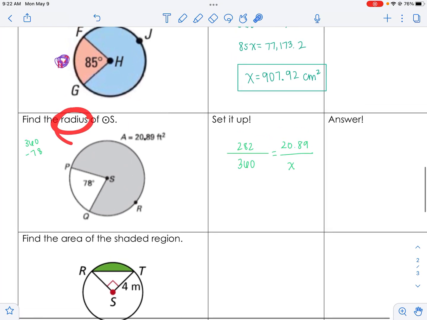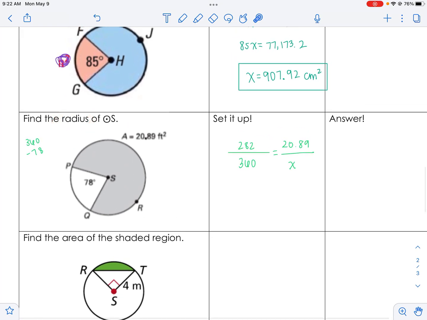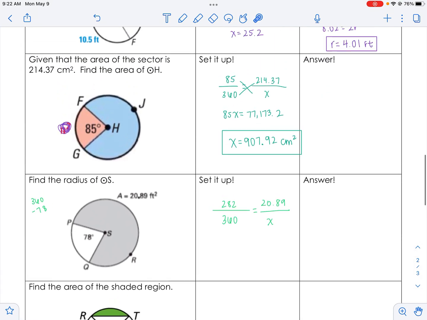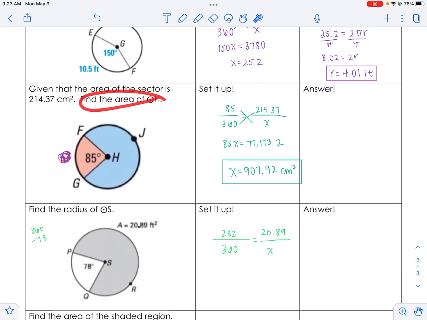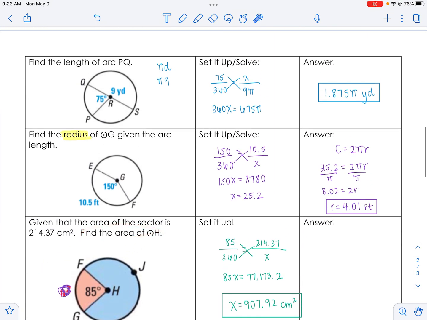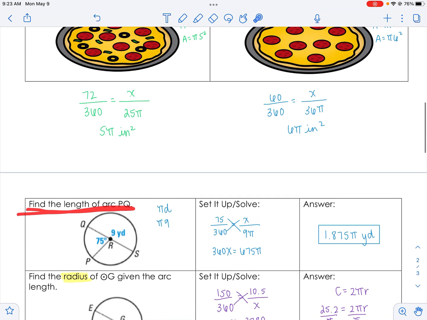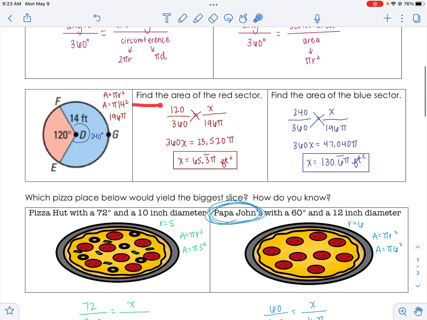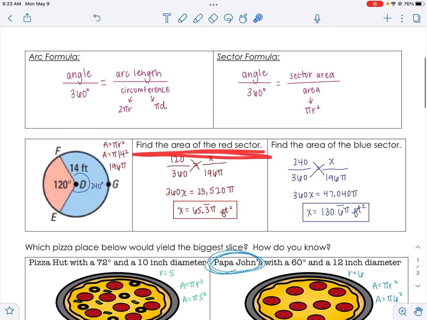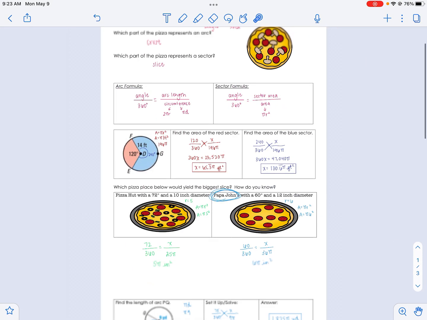So just keep in mind that any problem that says find the radius means that you're going to be working backwards. Or if it says find the area of the full circle, working backwards. But most of your problems are going to be very straightforward, like find the length of the arc, find the area of the sector, which means you're doing that angle over 360 with typically x on top and then circumference or area on the bottom. So keep that in mind and then leave things in terms of pi as you're doing your work.